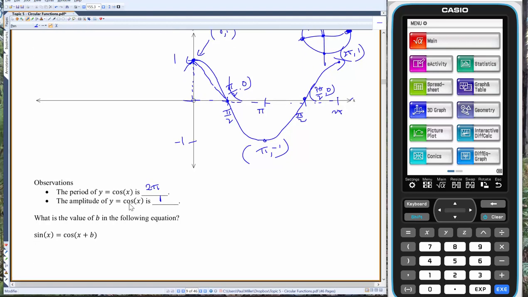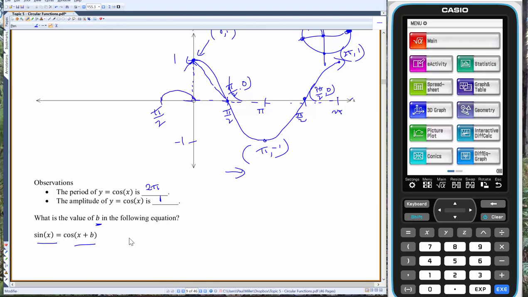Now, here's an interesting question. What is the value of b in the following question? So we want the function sine x to equal cosine x. Okay. Now, how are we going to do this? Well, you'll note here that if I actually shift this function over, this value here, which would be pi on 2, will move to that spot.